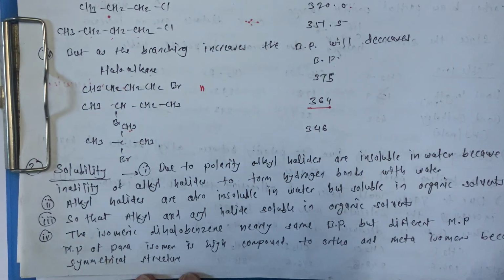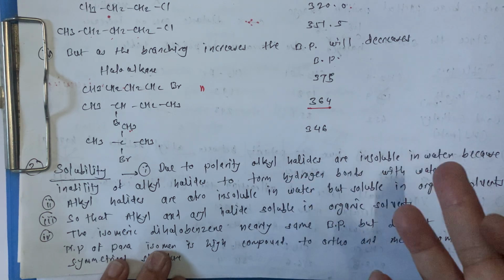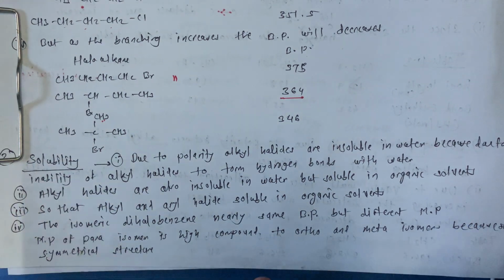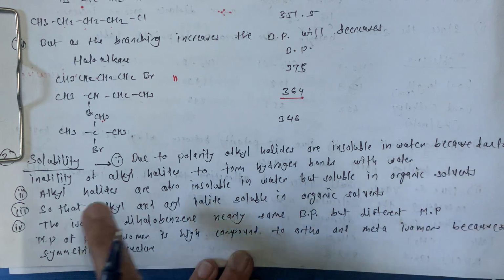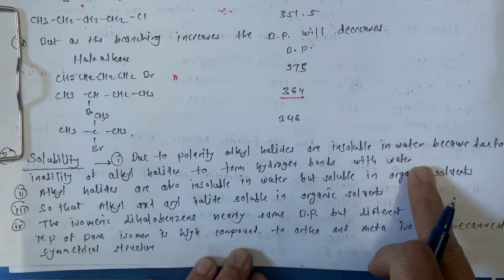Next one is solubility. This is again a very simple thing. Due to the polarity, alkyl halides are insoluble in water. We know this very well. Organic compounds are insoluble in water, while inorganic compounds are soluble in water, because of the inability of alkyl halides to form hydrogen bonds with water.